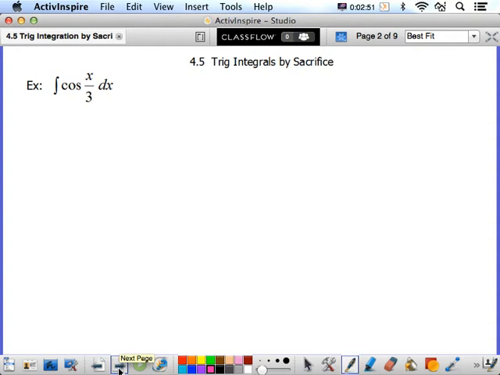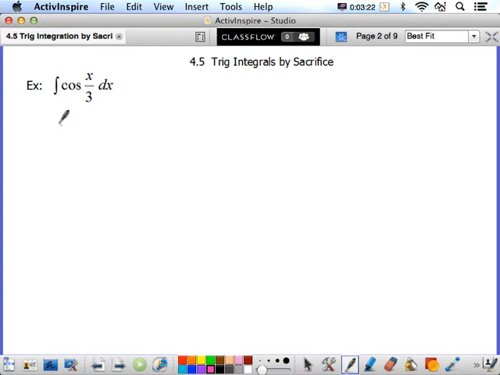If I want to integrate the cosine of 1/3 x with respect to x, if that x over 3 weren't there, if it were just cosine of x, the answer would just be sine of x plus c. Make sense? But because we have an angle other than just 1x or 1 theta, we have to make a sacrifice for the derivative of the angle. So that's the first thing you learn about trig functions: if the angle isn't 1, you have to sacrifice the derivative of the angle.